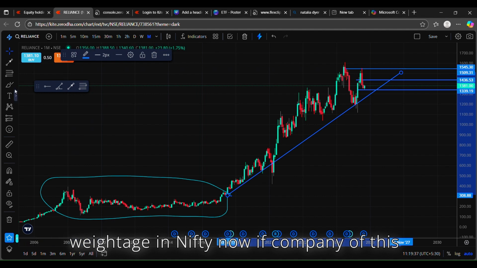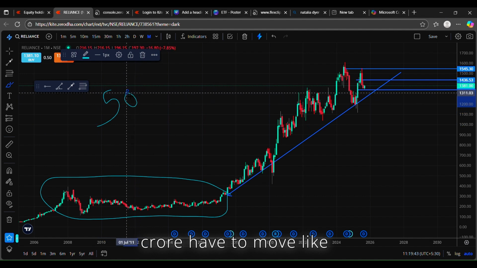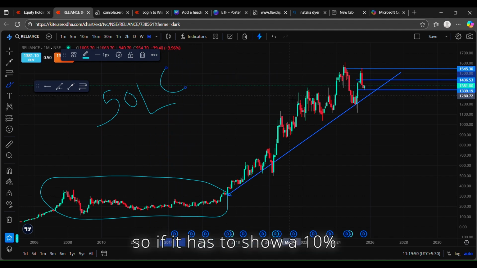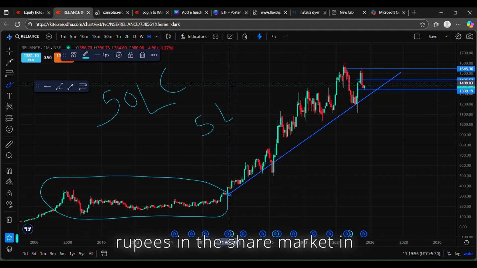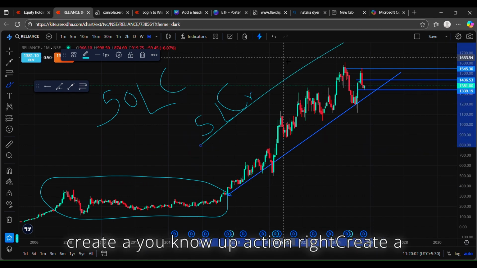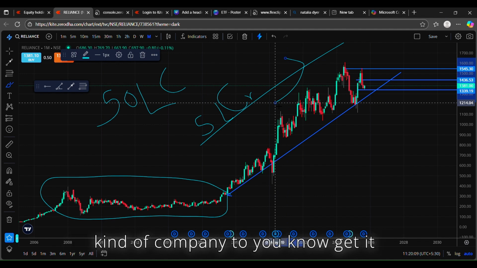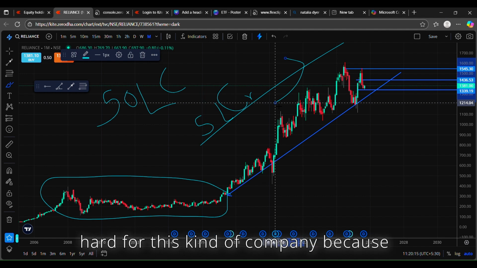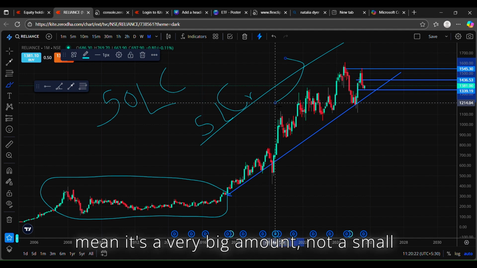Now, if a company of this valuation, let's say 50 lakh crore, has to move 10%, it somehow needs 5 lakh crore rupees in the share market in this particular stock to create an upward action, right? To create an upward direction. 5 lakh crore for this kind of company to get in 1 month or a week. It's so hard for this kind of company because 5 lakh crore is not a small amount. I mean, it's a very big amount.